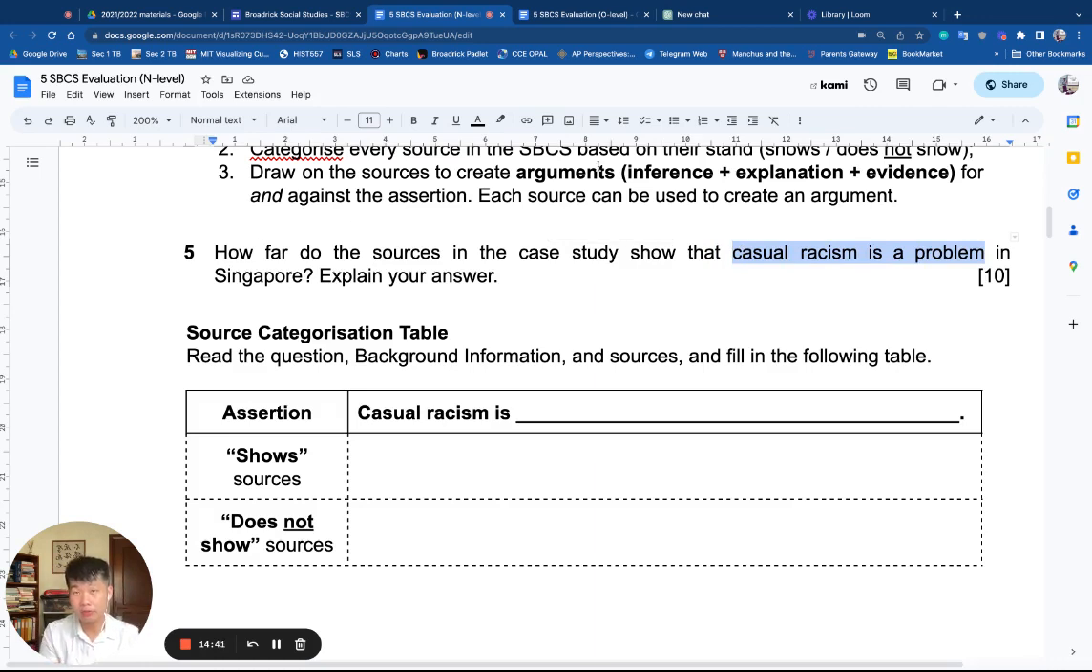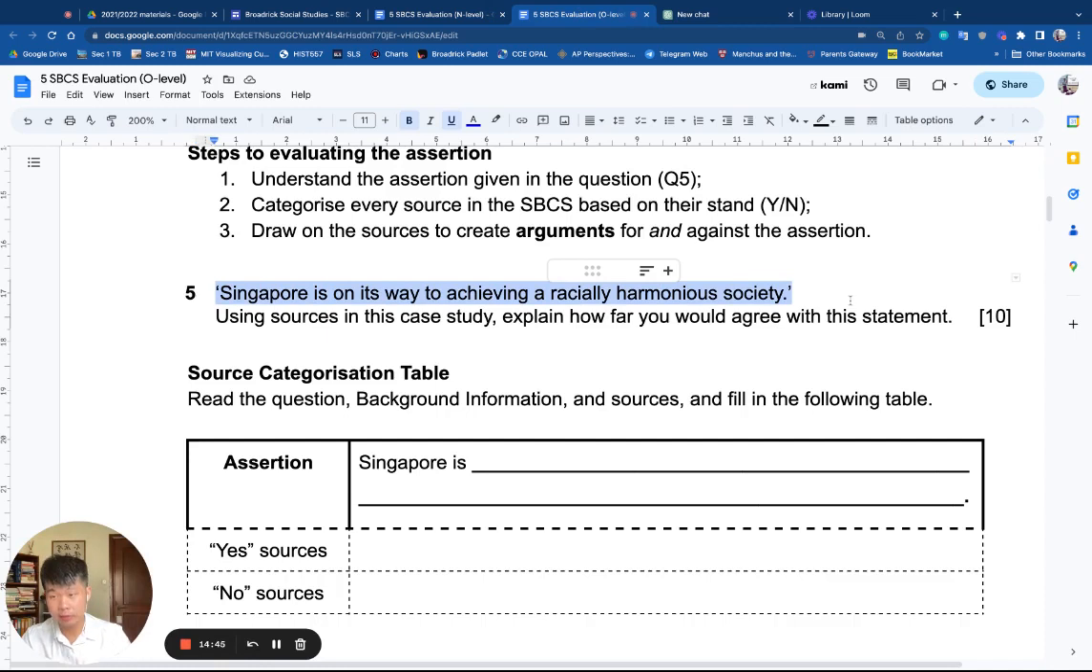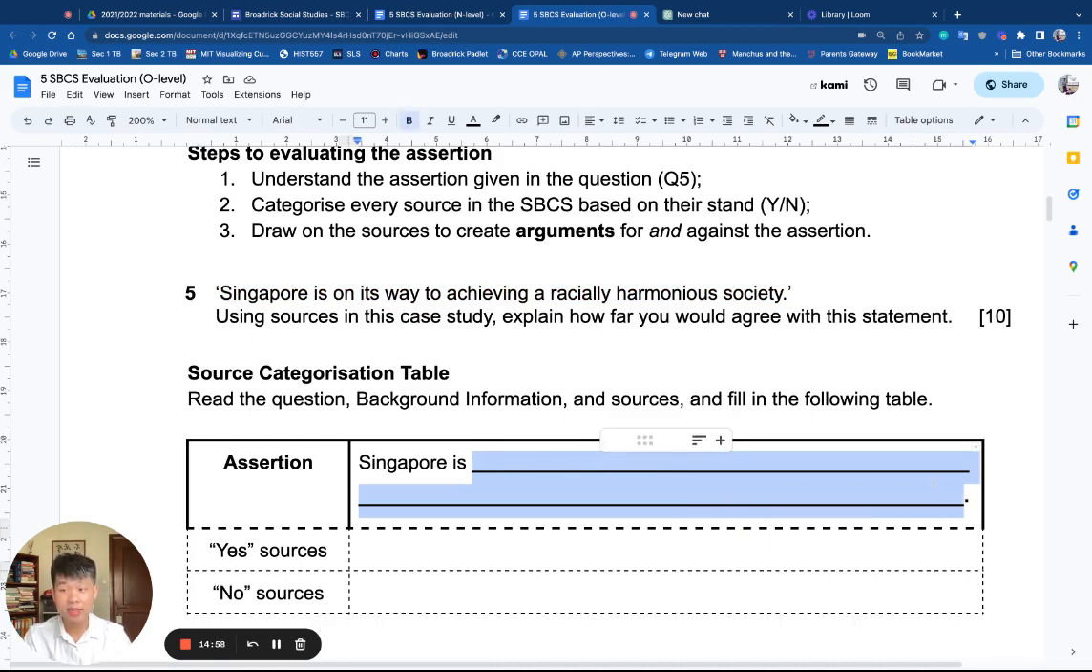This is the N-level. For O-level, the assertion is given to you. Again, the assertion is given to you. So you would simply park the same assertion in the source categorization table directly from the question. In that sense, the O-level paper is kinder because it gave you the assertion.